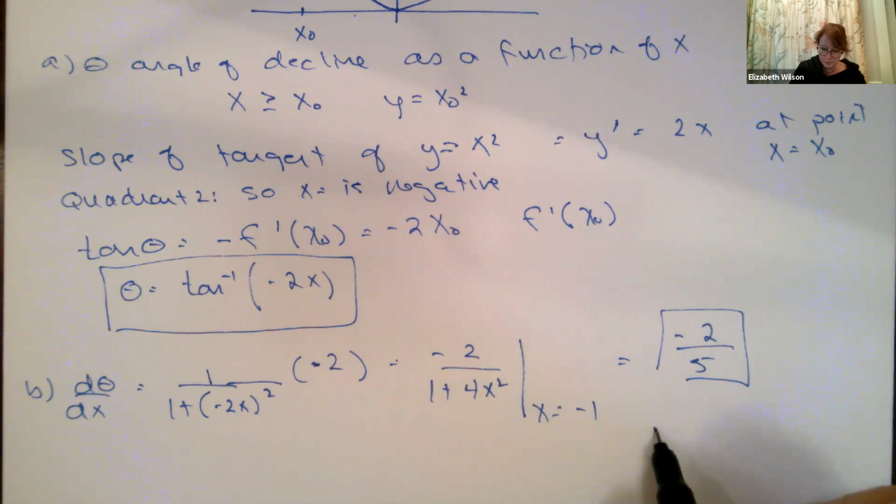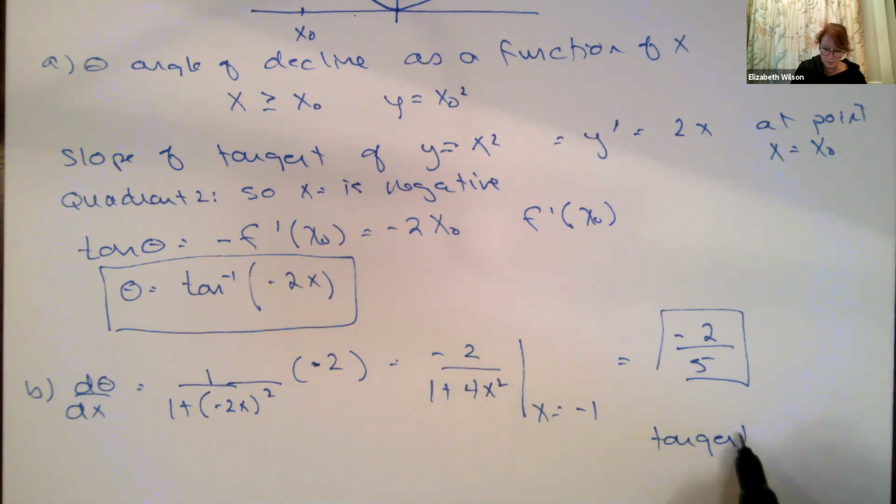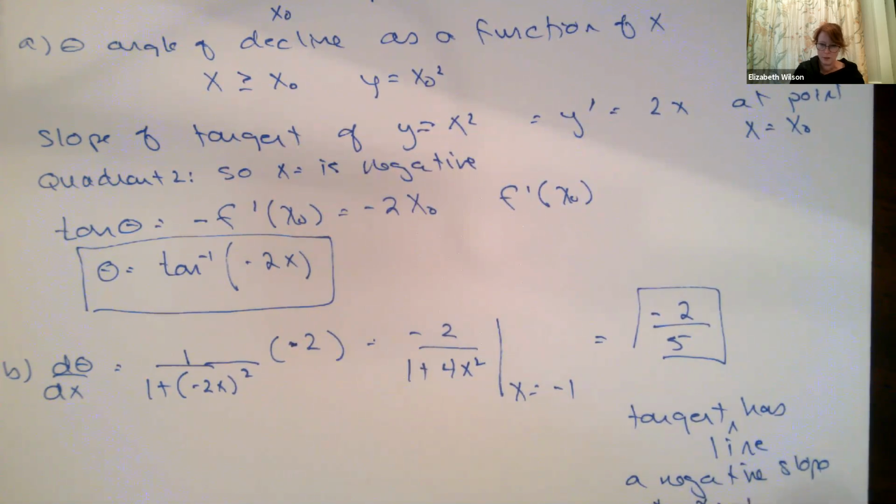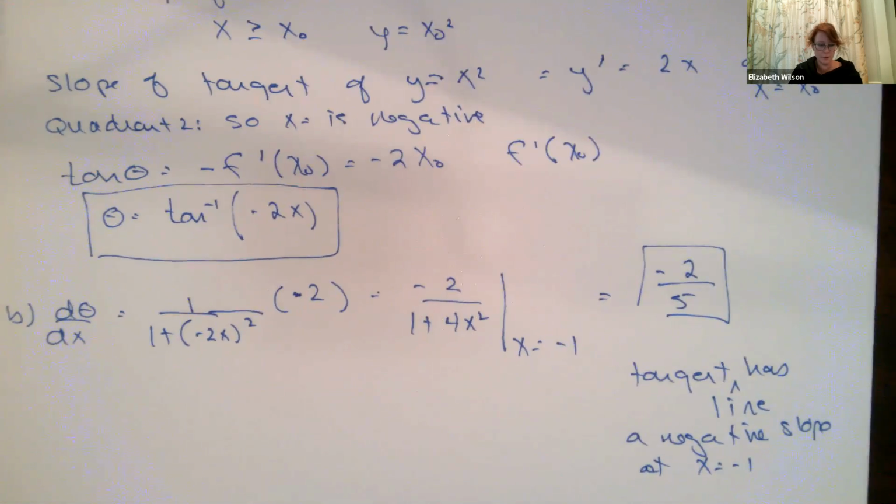And we can see that the tangent line, oops, sorry, not tangent as a function, but tangent line has a negative slope at x equals minus 1 there. Okay, so that's 47.